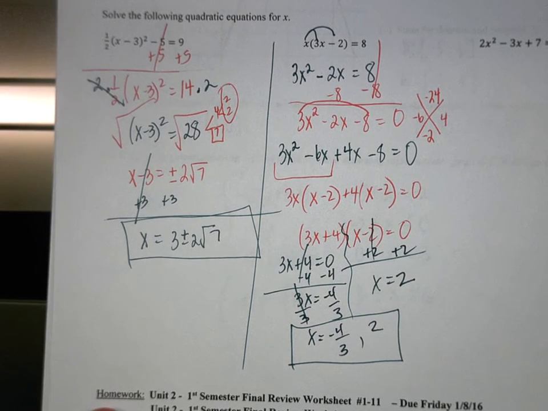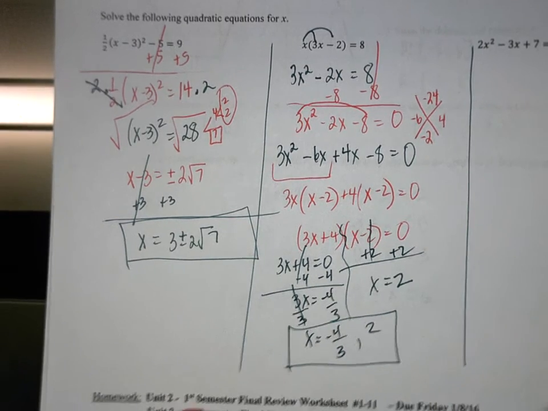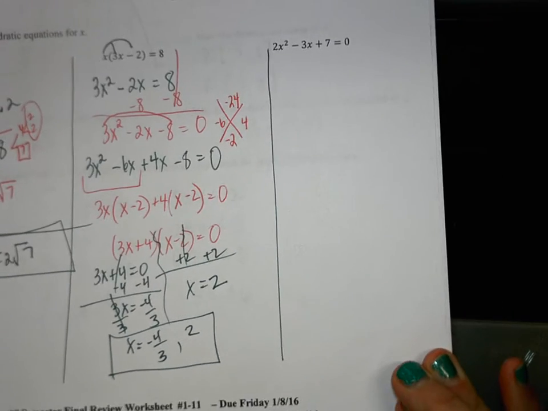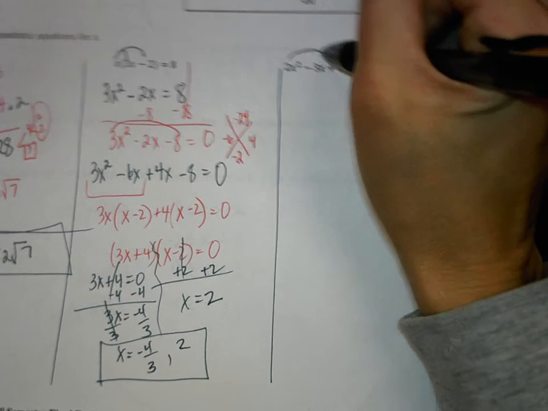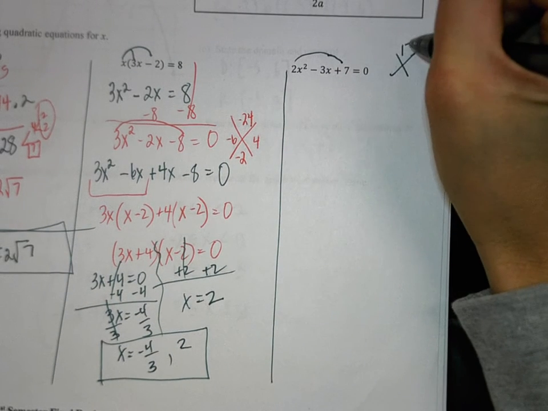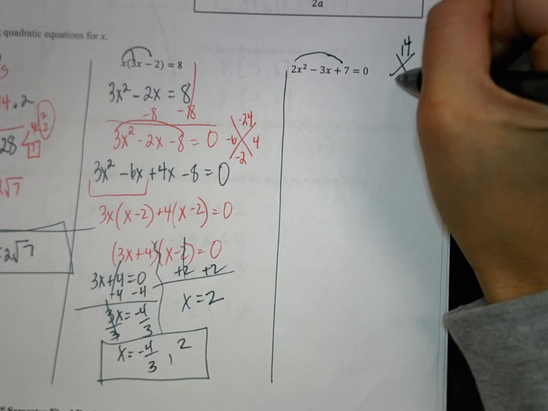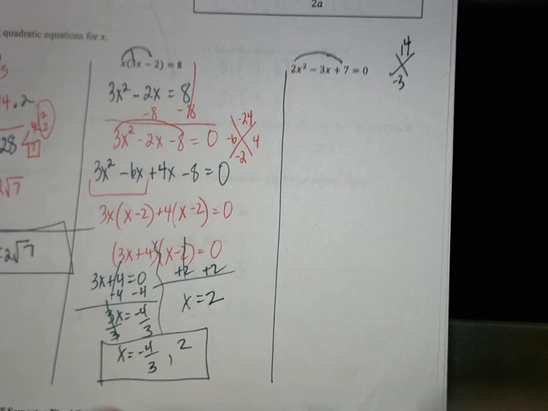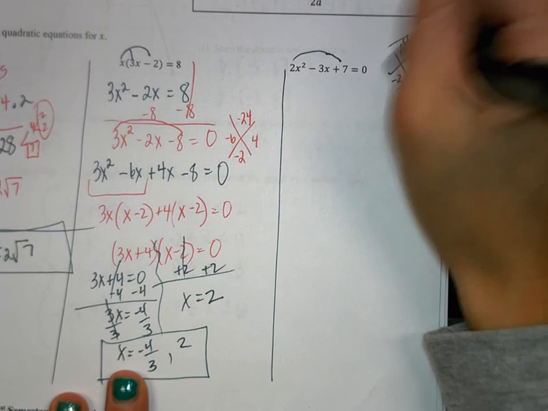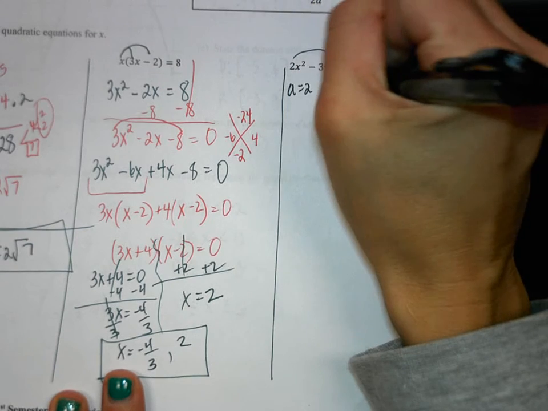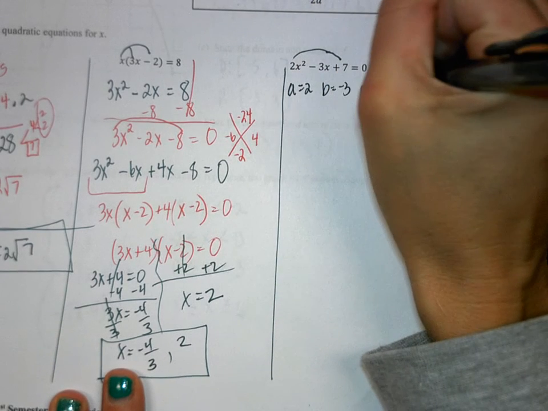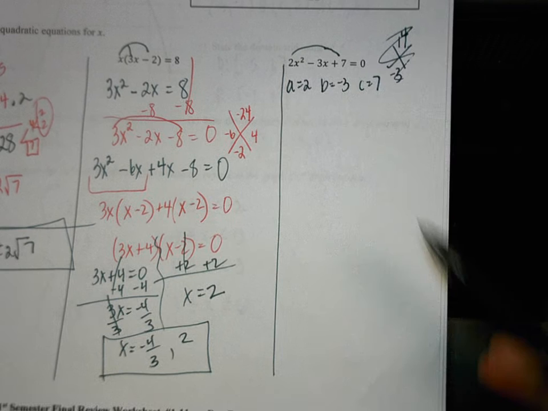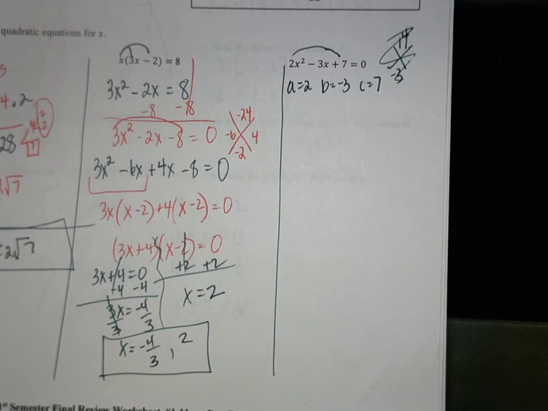Okay, last problem. On this one, if you were to go over by 2, you get 14. And is there anything that multiplies to be 14 and adds to be negative 3? No. So what method are we going to have to use? Quadratic formula. Okay? With the quadratic formula, I'm just going to go ahead and cross that out here. We know that a is 2, b is negative 3, and c is 7. Make sure, though, that it is set equal to 0.